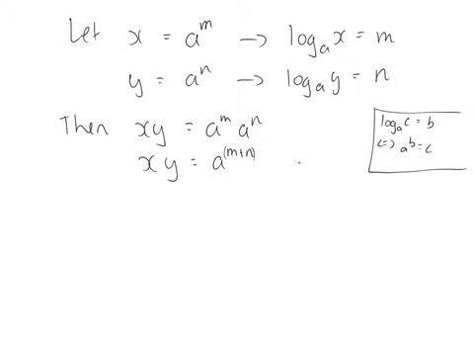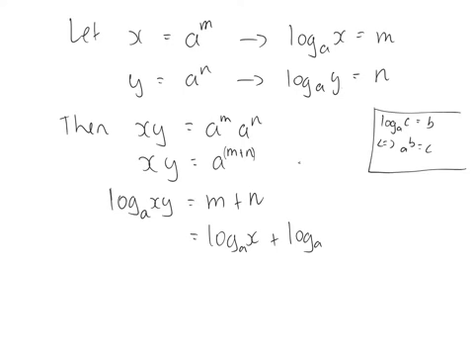So if xy equals a to the power of m plus n, then log base a of xy is equal to m plus n by definition. Okay? By definition. But what does m and n equal? Well, up here we have m equaling log base a of x, and we have n equaling log base a of y. So all we have to do is substitute log base a of x for m and log base a of y for n, and our proof will be finished. So we've got log base a of xy, which equals log base a of x plus log base a of y. Done.